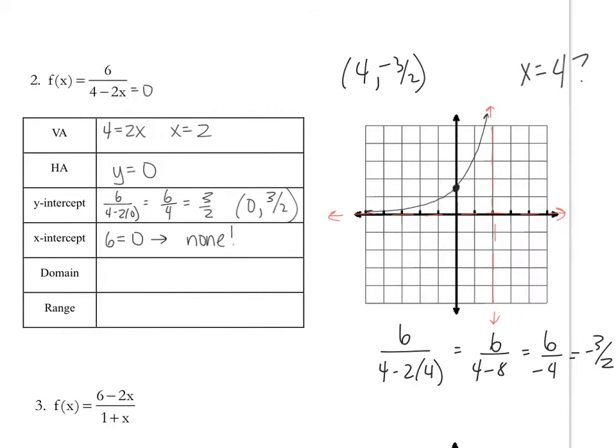So where is that point? 4 comma negative 1.5? That's like right here. Okay, cool. So that means that the other part of my graph goes in this direction.